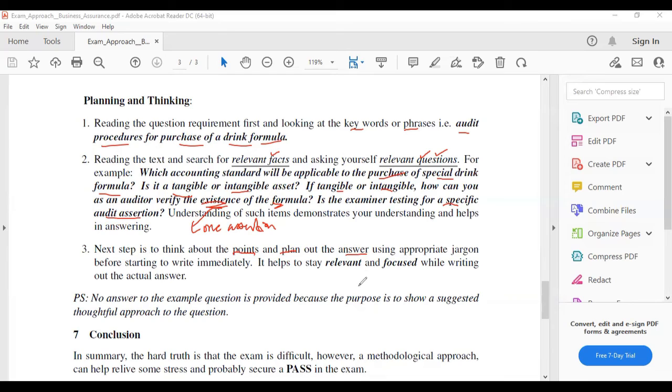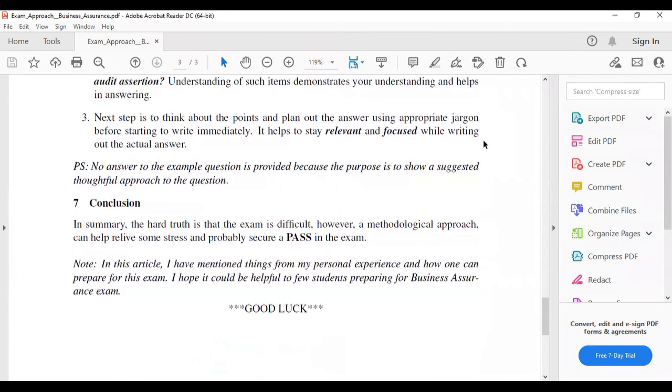Just stay relevant. You can find audit procedures in your learning pack for existence, rights and obligations, accuracy, completeness, occurrence, right? All of these you can find audit procedures for, but they're not all relevant. So you would have to make them relevant. That's the whole point, and relevant using the appropriate jargon. As I said, I'm not going to discuss the answer of this question, but it is just a thoughtful approach that you can take to answer these questions for your business assurance exam.